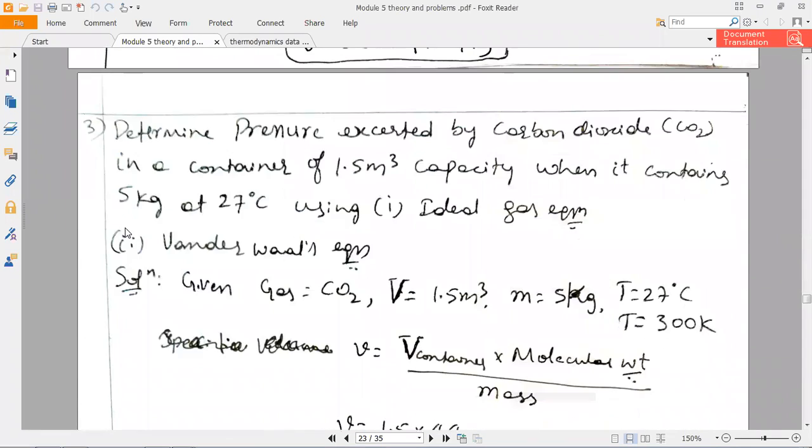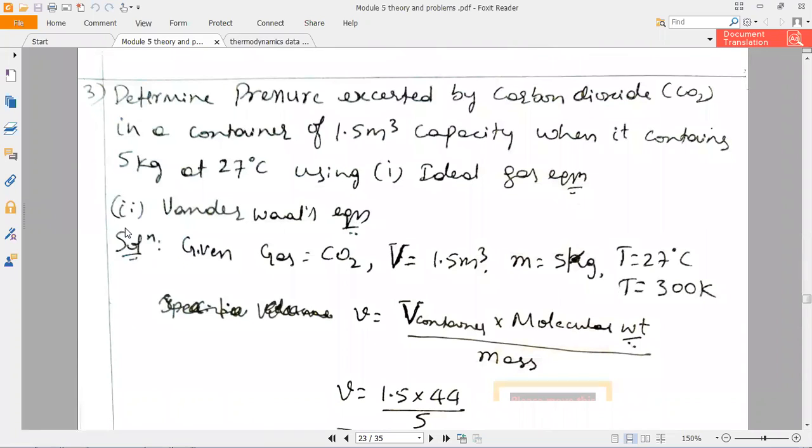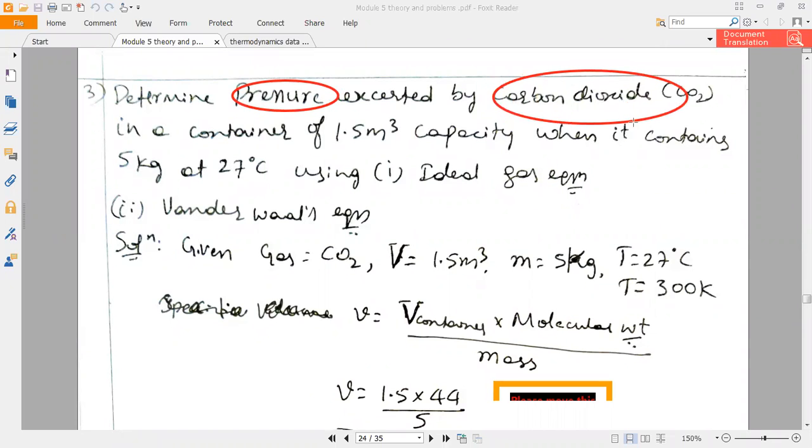Next problem. See, this problem is also exactly similar to the previous problem, but instead of finding out the volume, now we have to find out the pressure. Determine the pressure exerted by carbon dioxide contained in a 1.5 meter cube capacity, where it contains 5 kg at 27 degrees centigrade, using the ideal gas equation and van der Waals equation.